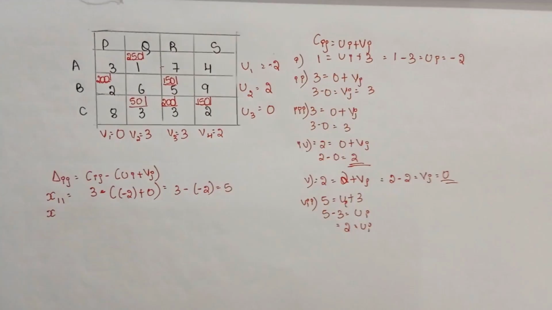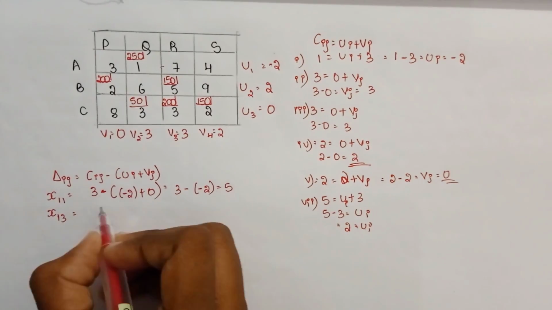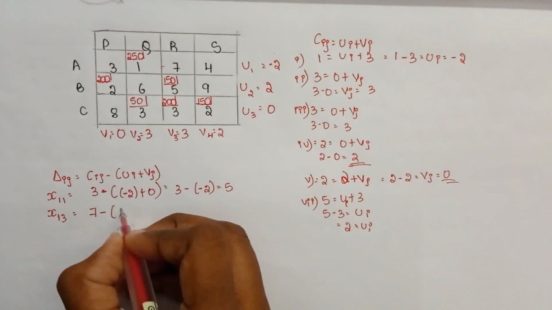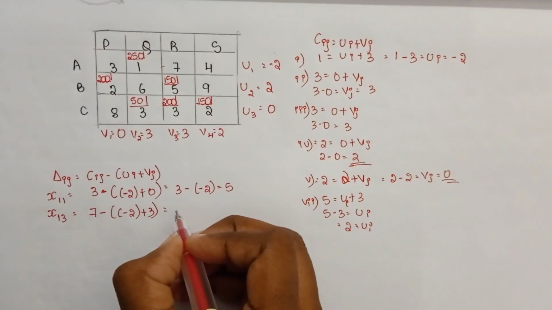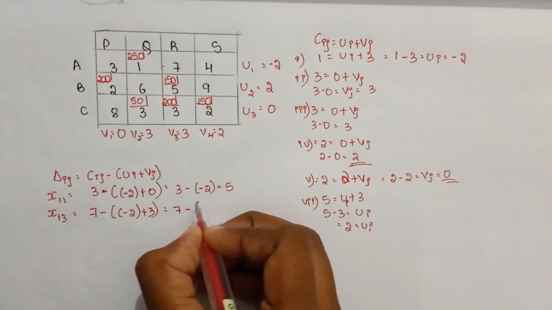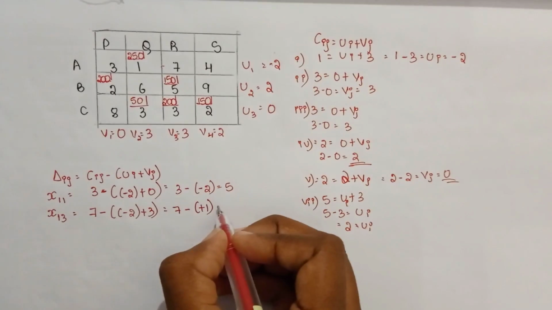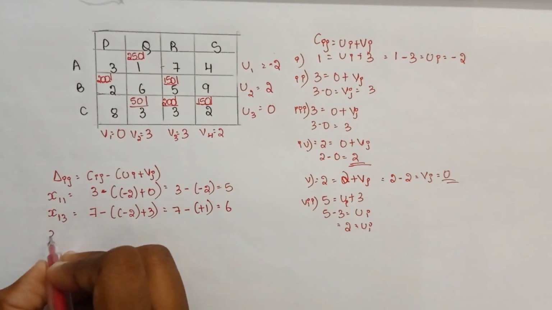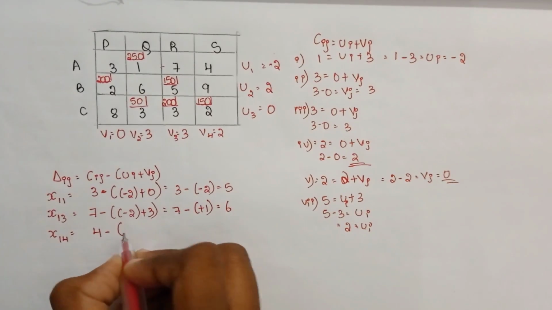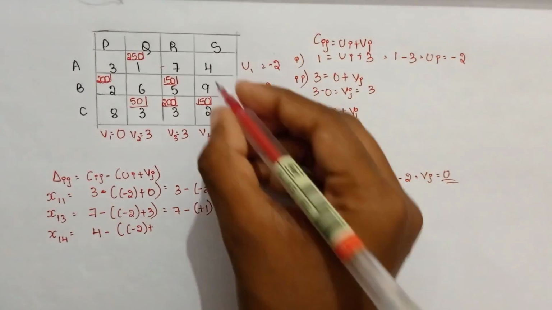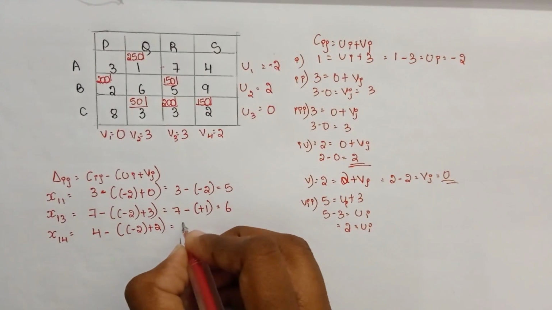So 3 plus 2 is 5. So the second unallotted cell is 7. It will be represented as x13. So the Cij value is 7 and the u value is minus 2 and the v value is 3. So minus 2 plus 3 will become 1. So 7 minus of plus 1. So minus into plus will become minus. So 7 minus 1 is 6. So the next unallotted cell is 4. It will be represented as x14. So the Cij value is 4 and the u value is minus 2 plus the v value is 2. So minus 2 plus 2 will become 0. So 4 minus 0 is 4.